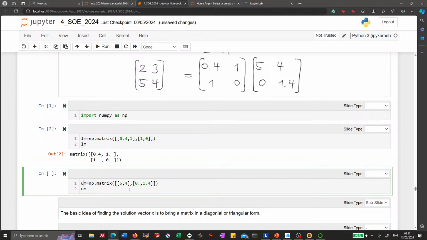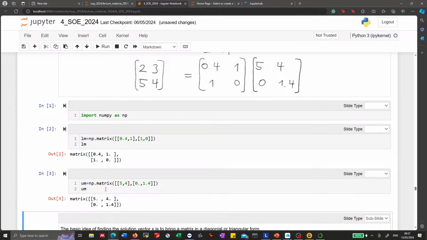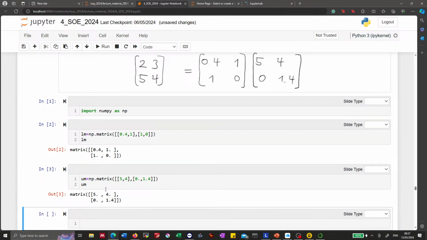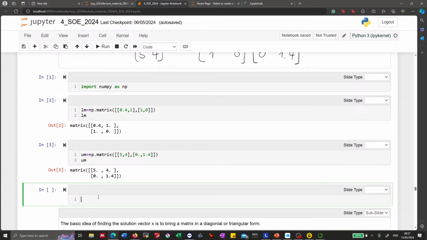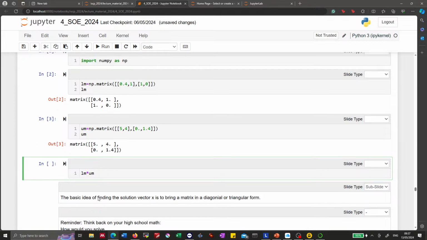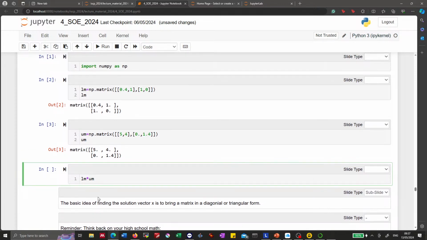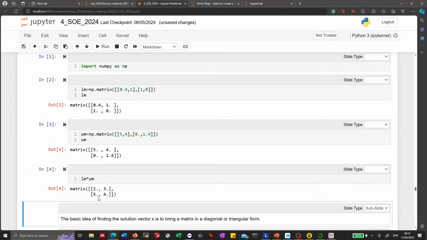Important for us now is we have different ones, and when we multiply them, we actually see, yes, we get 2, 3, 5, 4. So what do we do? Ln times Um, is that correct or not? No. Oh, it is correct. Why is this correct? Everybody pay attention.